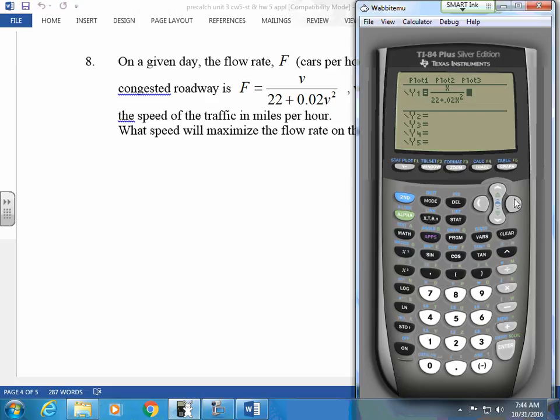Your V is what? Speed. What does speed of cars usually go to? Like between what? Well, you're on a congested road. Don't worry. So 20, let's say 20 to 50. That 20 to 50, what is that going to be? My X, right? So now I need to find my Y to get a window here. So I know my X value is going to be between 20 and 50.